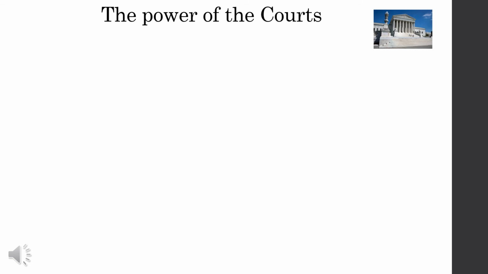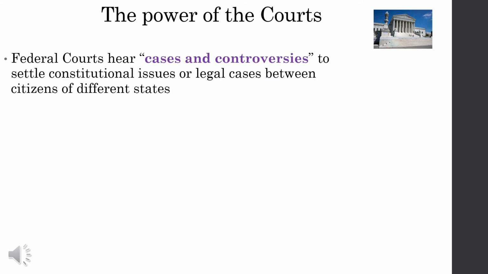If you read Article 3 of the Constitution, the courts don't seem to have a lot of power. The federal courts hear cases and controversies. To settle constitutional issues, well, what did the Constitution mean here, or legal cases between citizens of different states. But then this guy shows up. His name is John Marshall, and he is a Chief Justice of the United States Supreme Court. And he's going to take that cases and controversies language and create two powerful checks in government.